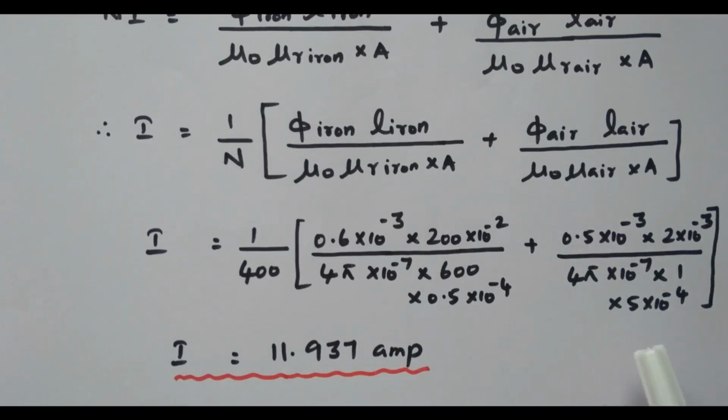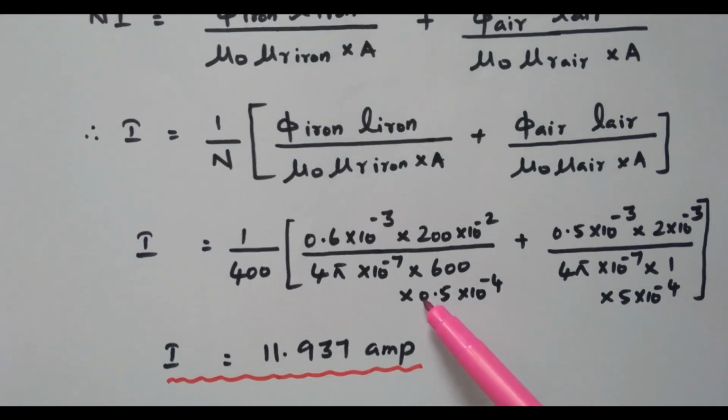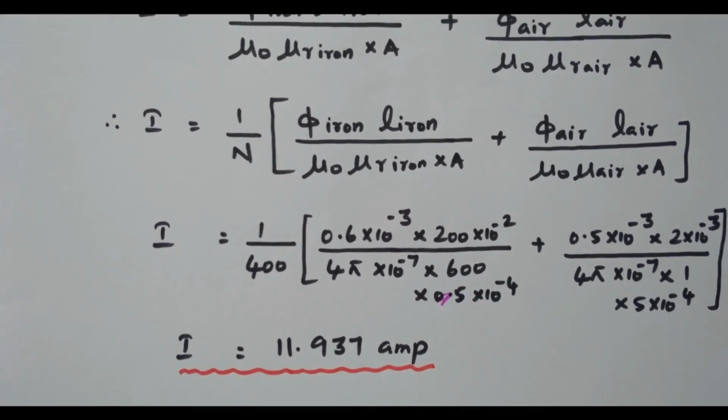By simplifying this value, what we got is 11.937 ampere. The area is nothing but 5 into 10 to the power minus 4, not 0.5. So by simplifying that, we got 11.937 ampere. So now we have calculated the exciting current.